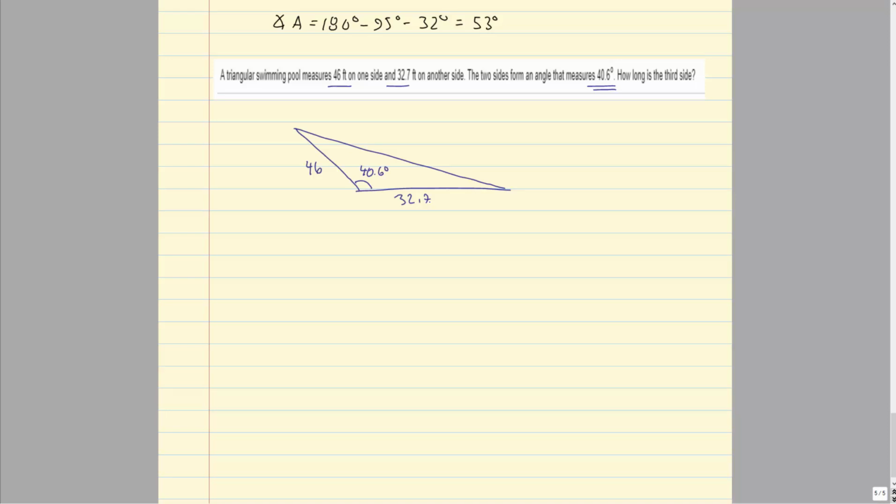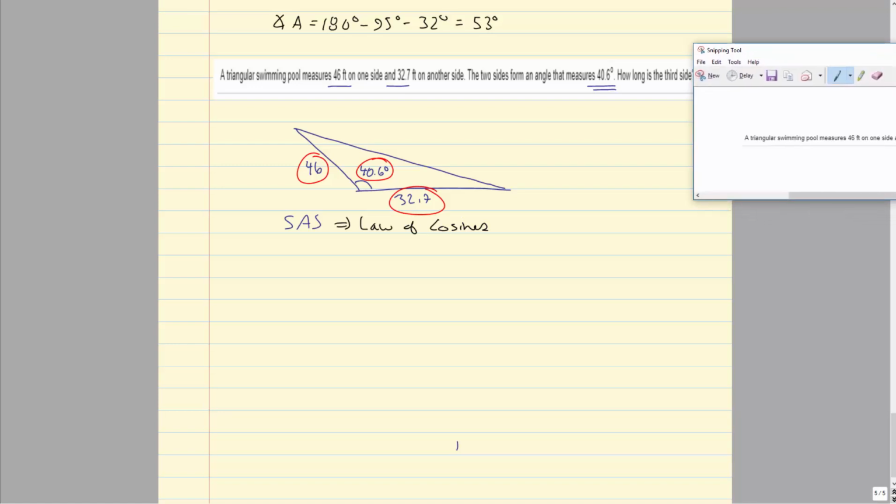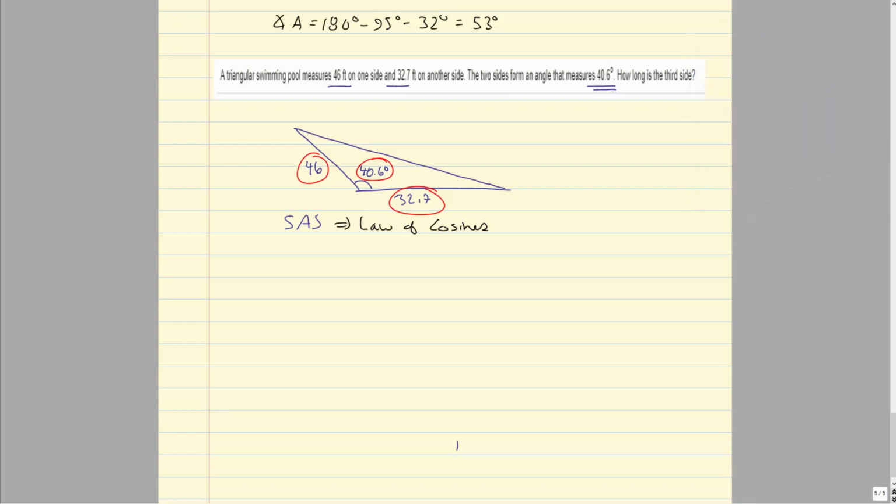So if you notice, once I have this set up, this is side, angle, side. Side, the enclosed angle, and the other side. Well, side, angle, side is the law of cosines. And you can see that we're not going to use law of sines here because I do not know an angle and its opposite side, and I need to know that in order to work with the law of sines. You're basically trying to find this side C.